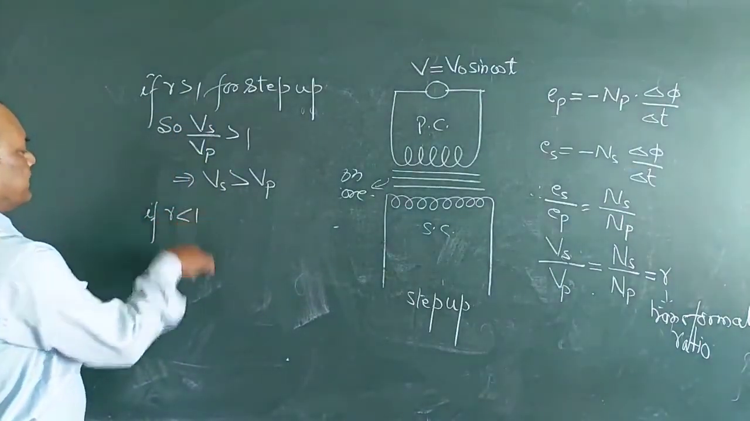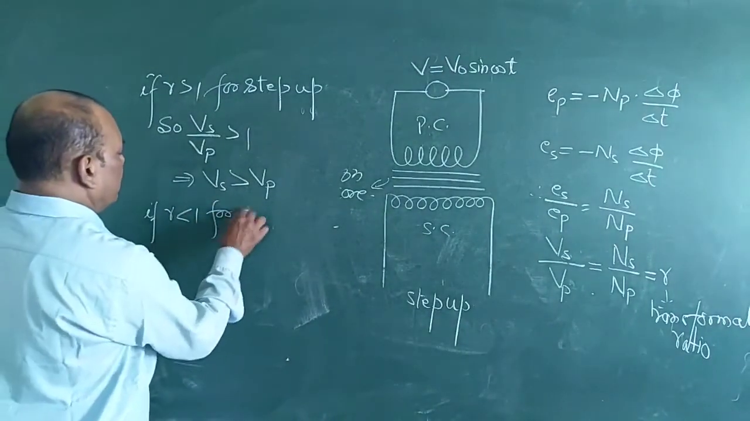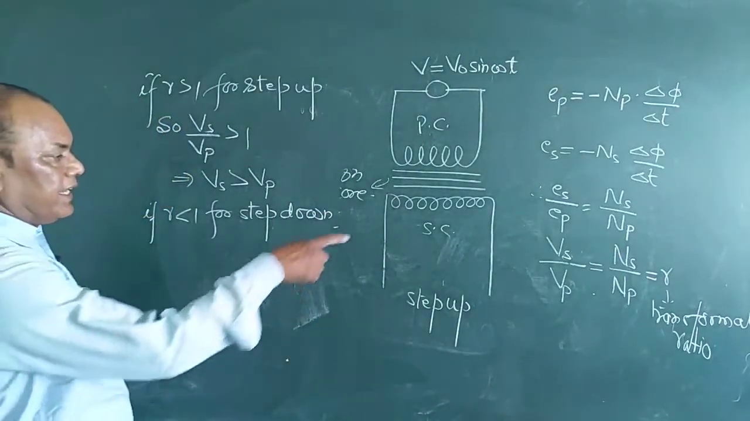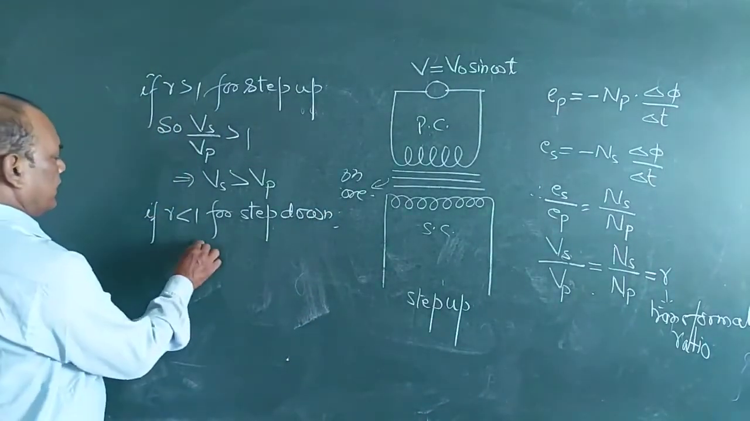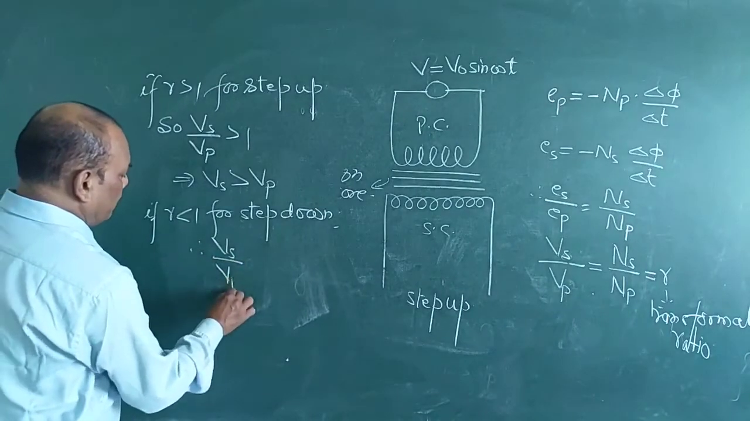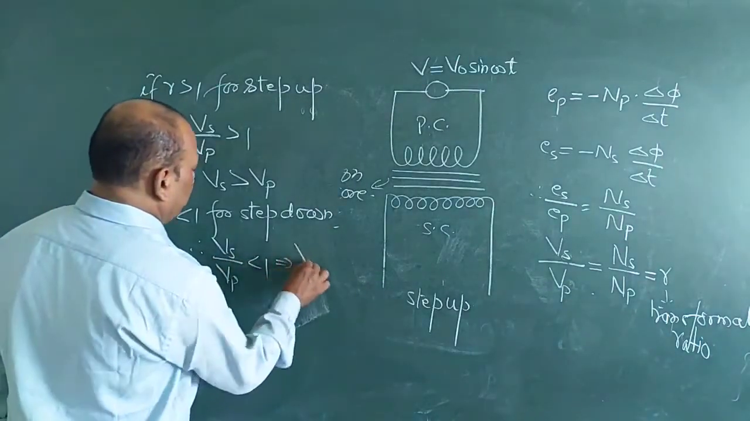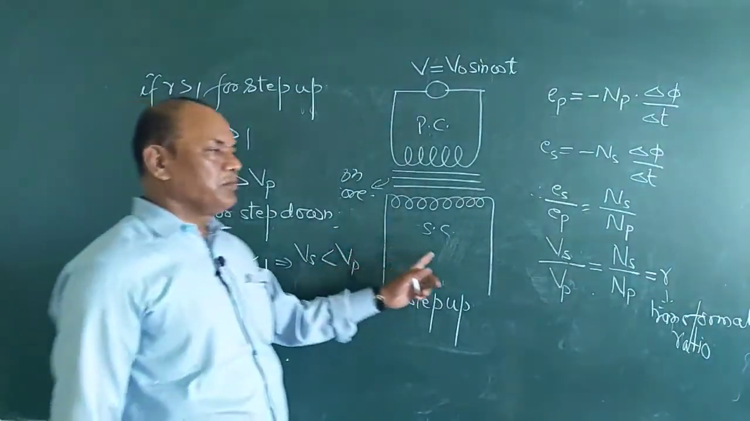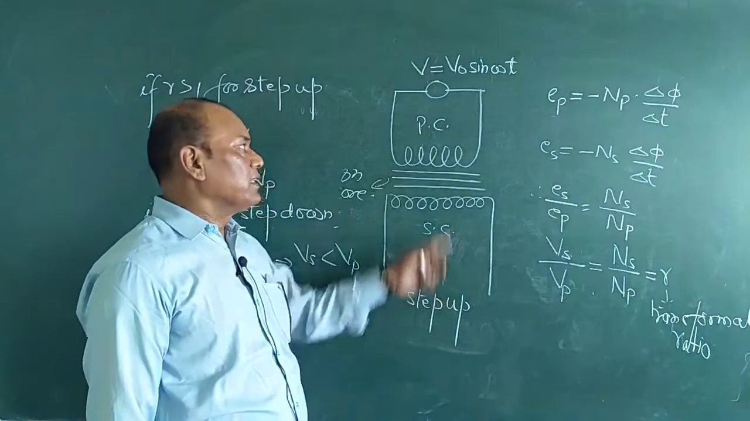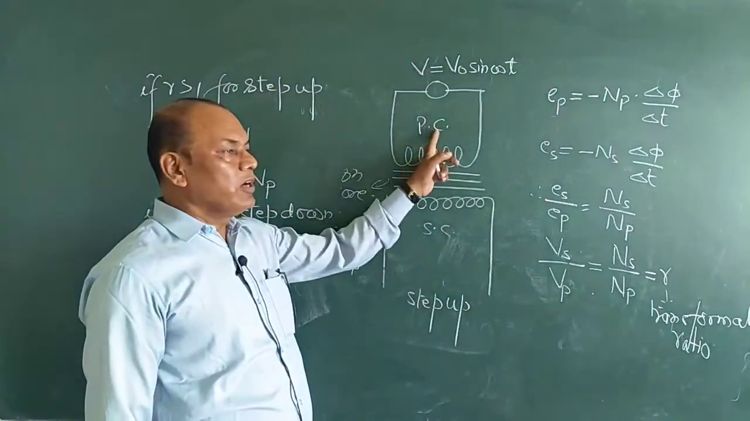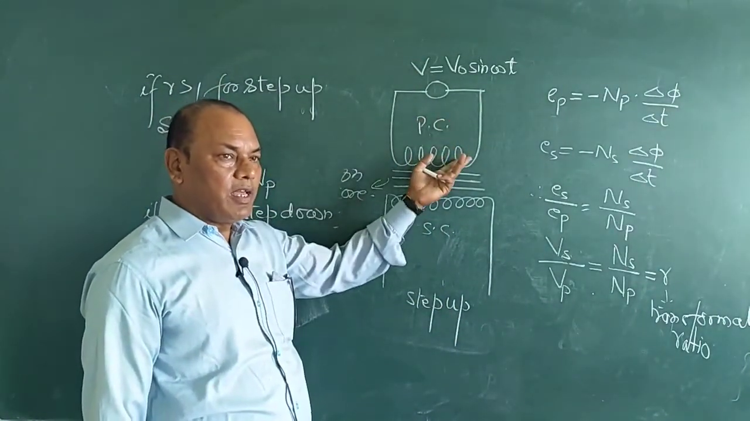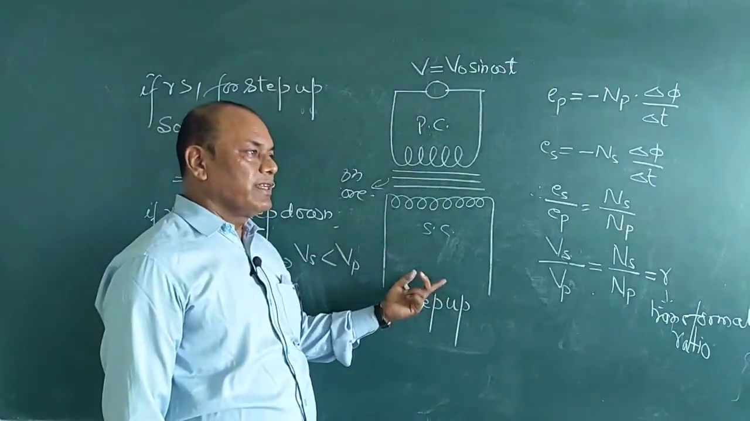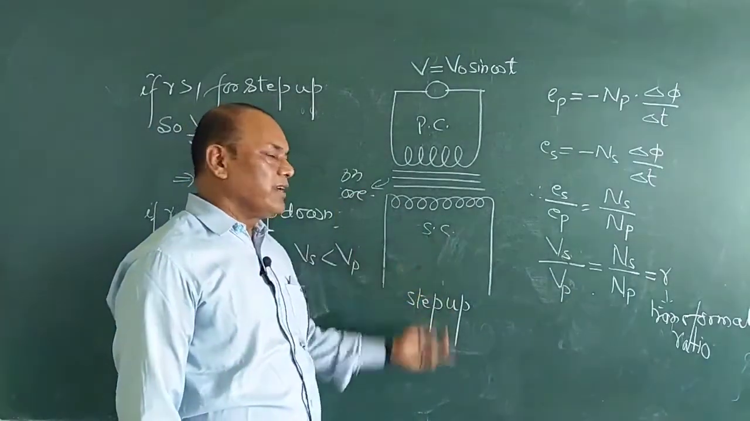Again, if R is less than 1, it is a step down transformer, because Ns is less than Np, therefore Vs by Vp is less than 1, which implies that Vs is less than Vp. So a step down transformer decreases the applied voltage. If a higher voltage is applied on the primary coil, then the step down transformer reduces it, and we obtain less voltage on the secondary coil.